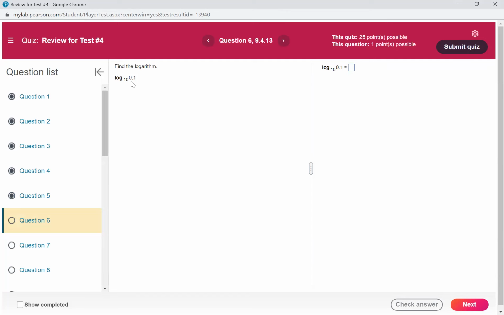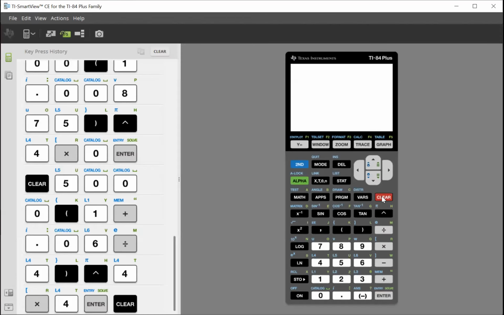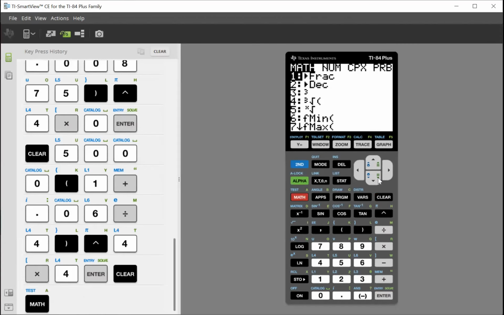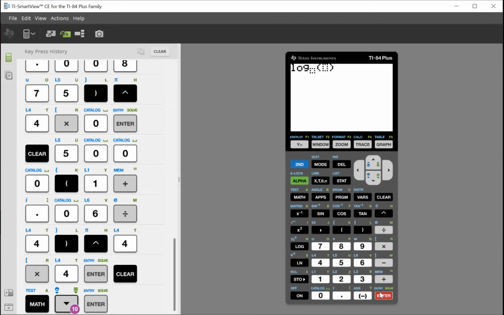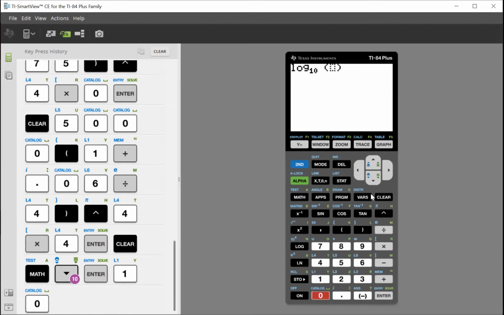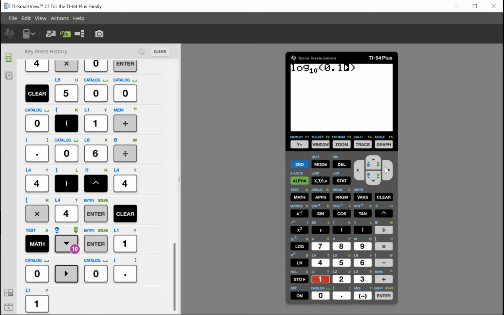All right, y'all. Log base 10 of 0.1. All these we can knock out on the calculator. So remember, if it's got a base, you can hit the math, arrow down to log base. Hit enter, put in your base of 10. Arrow right, and then mine had what, 0.1? So log base 10 of 0.1, once I hit enter. Now remember, this is a decimal, so I should get a negative answer.